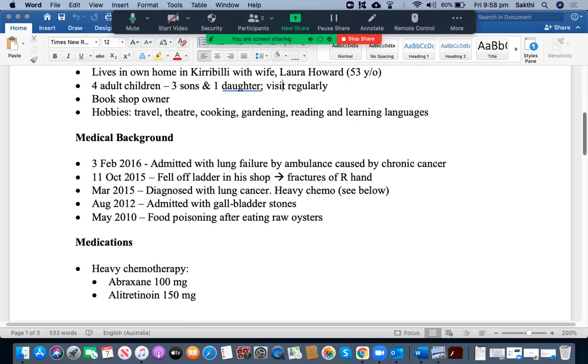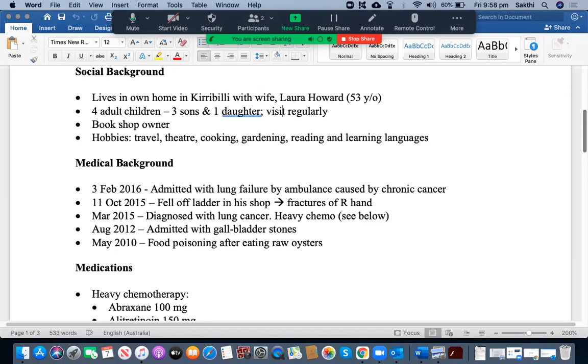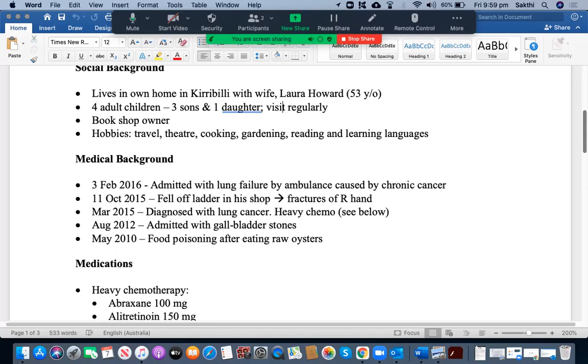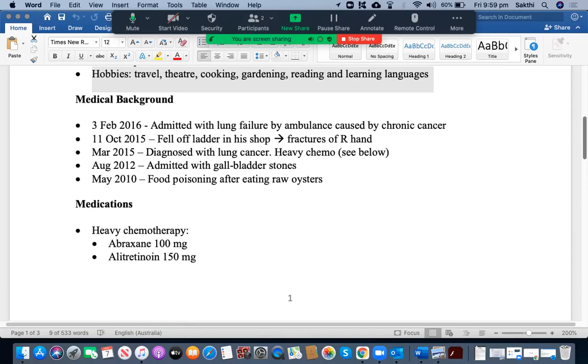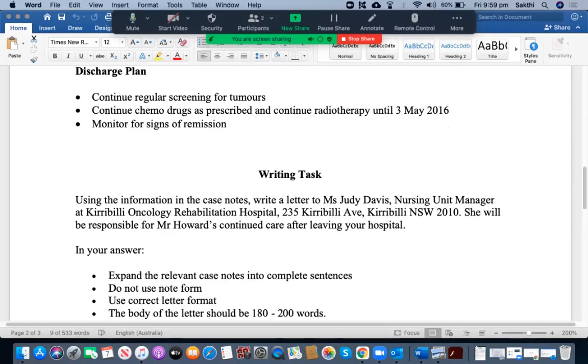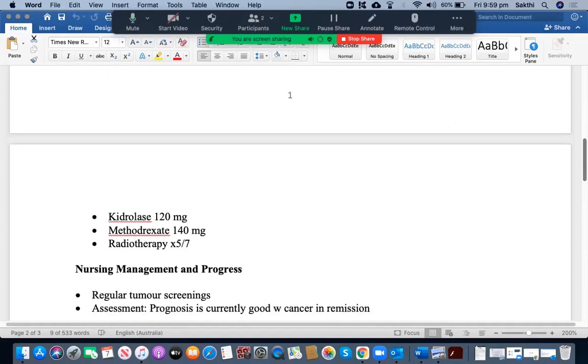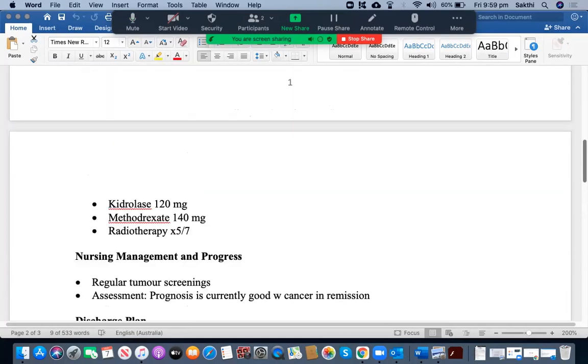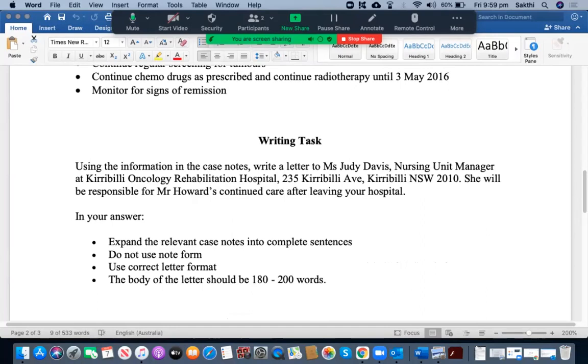Okay. Hobbies, travel, theater, cooking, gardening, reading, and learning languages. Is this important? Why are his hobbies important? Because he's going to the final care, isn't it? It is a rehabilitation hospital, right? So that's the final thing. He will leave his home. He will stay in this hospital. That's right.